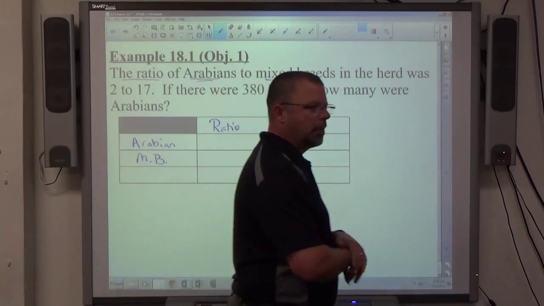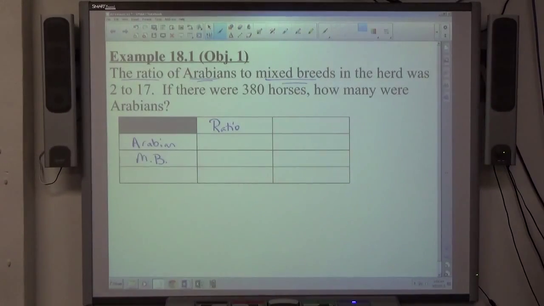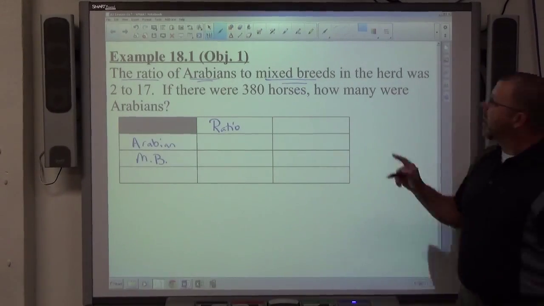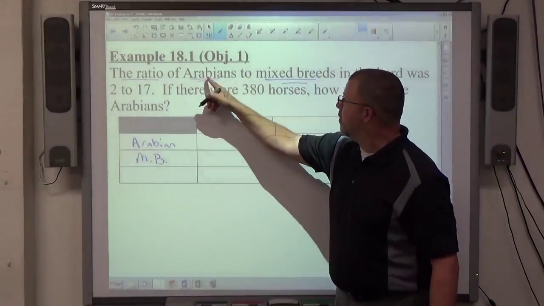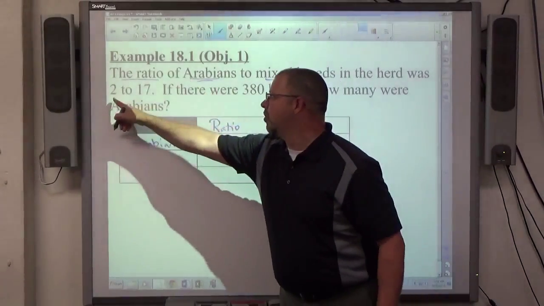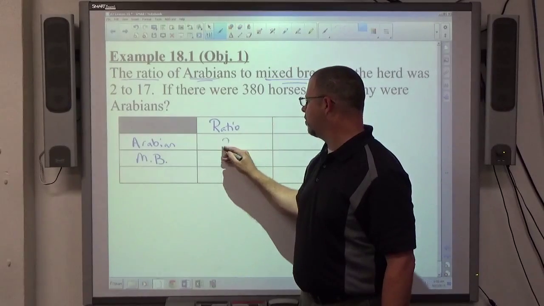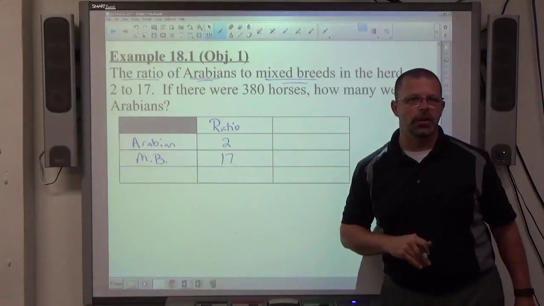So I'm going to put Arabians and mixed breeds as my categories here in this chart with the ratio column. And it tells me the ratio of first Arabians to second mixed breeds is first 2 to second 17. So 2, 17 goes in that order.